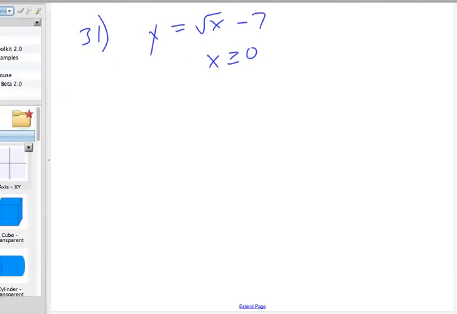31. We have y is equal to the square root of x minus 7. Now the domain, all we care about is what's under the root, so we know that x has to be greater than or equal to 0. So let's get our graph.